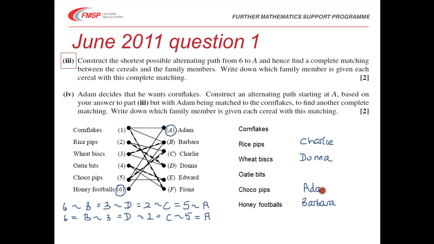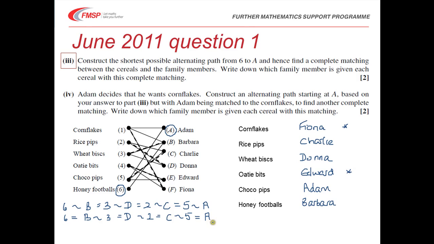And then just check, Fiona can still have her cornflakes. That was in the initial matching. I'll put a little star just to remind you that that was in the initial matching. And then Edward, if you look, check, Edward also can still have his oaty bits, and that was in the initial matching. So we now have a complete matching.